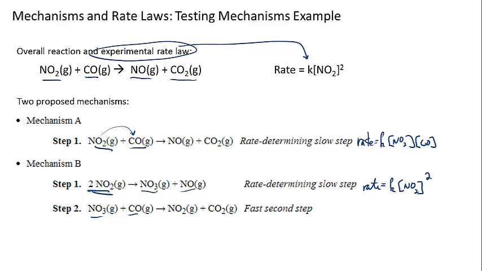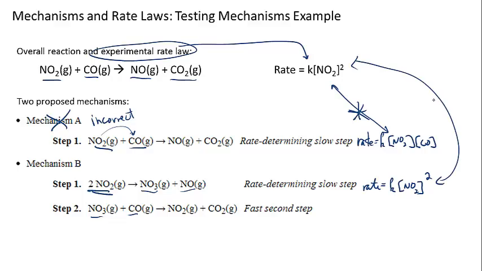And so what we conclude is that mechanism A, the rate law for mechanism A, does not match the rate law that we actually see experimentally, so that's wrong. That's an incorrect mechanism. And so you discard that mechanism and say, it doesn't happen that way. This mechanism does have the same rate law, which means this one might be correct. Might not be, but it might be. So the way we talk about it is the experimental rate law supports mechanism B.